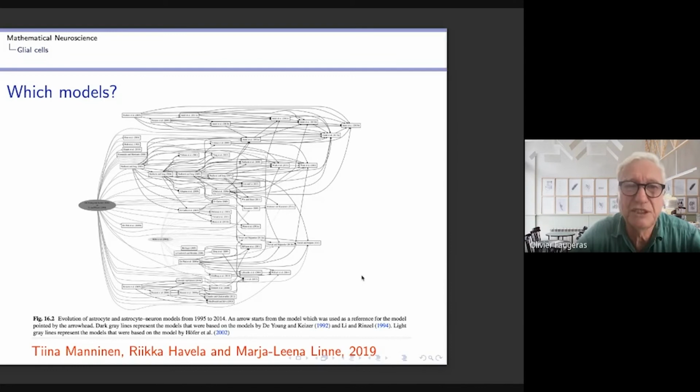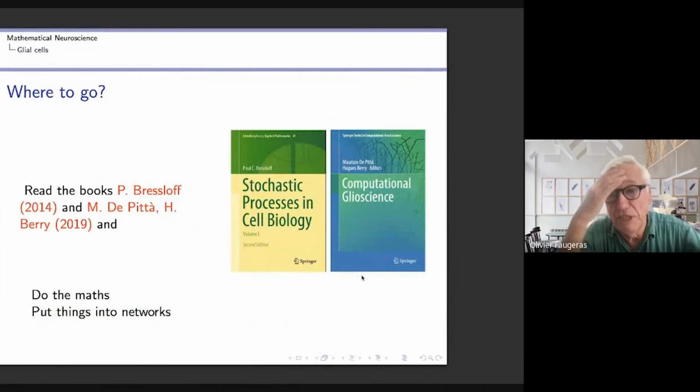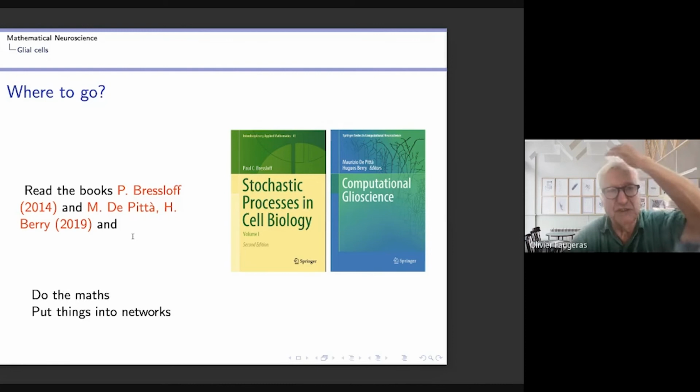And now the question is where to go? Well, I suggest reading the two books, 500 or 600 pages each, by Paul Bressloff, Stochastic Processes in Cell Biology, and the book by Depitta and Berry, from which the figures you just saw were taken. There's a lot of biology to learn. I'll come back to this in a few slides. It's interesting biology, but as I was telling you, the math vastly remains to be done.